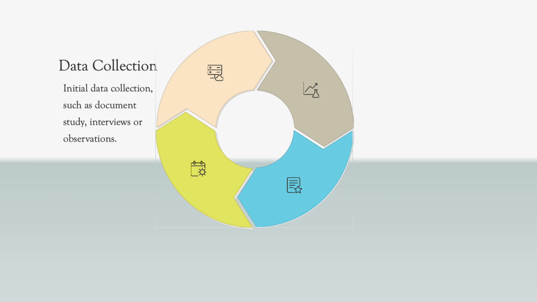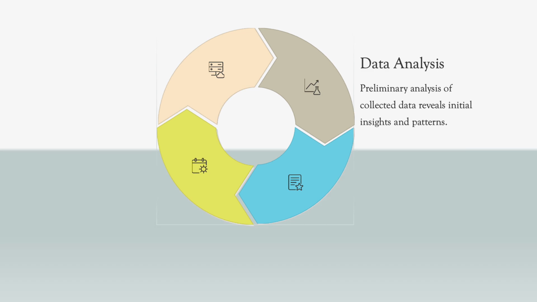The iterative process starts with data collection. This first step involves gathering the raw information for your study, such as conducting interviews, observations, or document study. After collecting initial data through methods like interviews or observations, the next step is data analysis. This is where you conduct a preliminary analysis of the collected data to begin revealing initial insights and patterns.